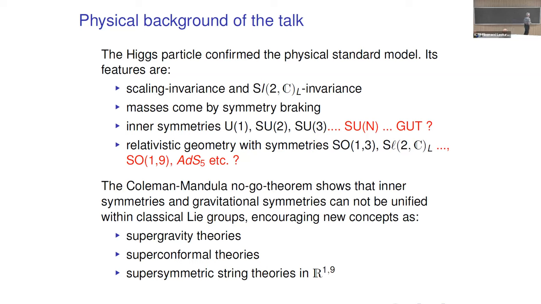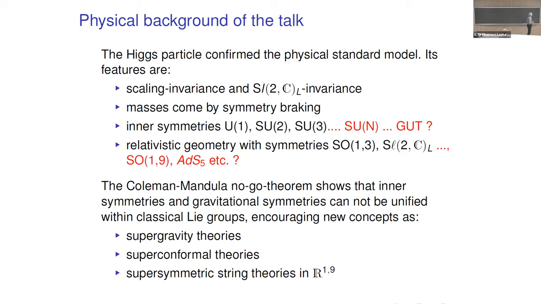Also, in string theory, you consider higher dimensions. Most famous ones are the 10-dimensional string theoretic setting instead of 4 dimensions, and the so-called anti-de Sitter space in 5 dimensions also appearing in string theory.